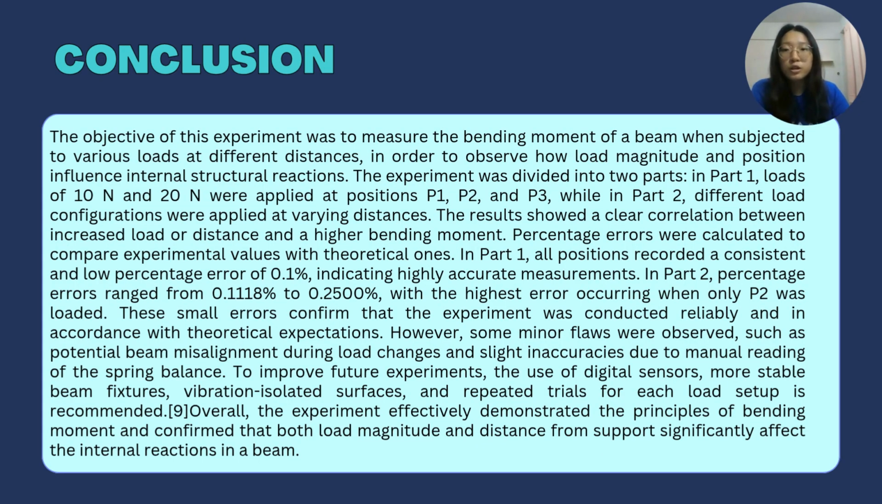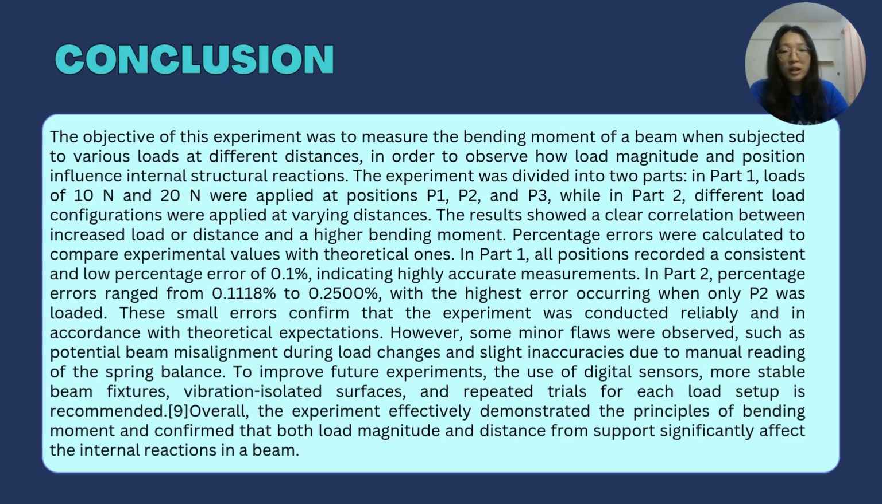So, in conclusion, the objective of this experiment was to measure the bending moment of a beam when subject to various loads at different distances. In order to observe how the load magnitude and position influence internal structural reactions, the experiment was divided into two parts. In Part 1, loads of 10 Newton and 20 Newton were applied at positions P1, P2, and P3, while in Part 2, different load configurations were applied at varying distances.